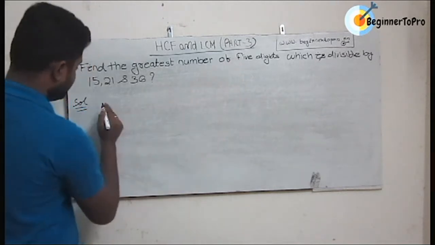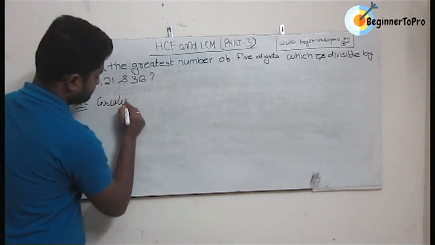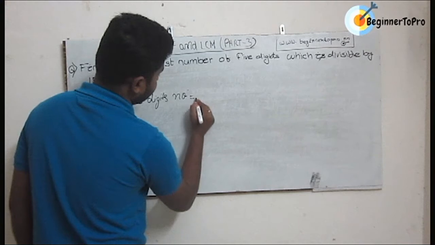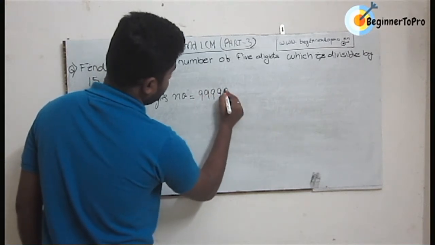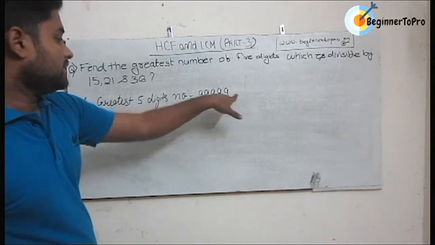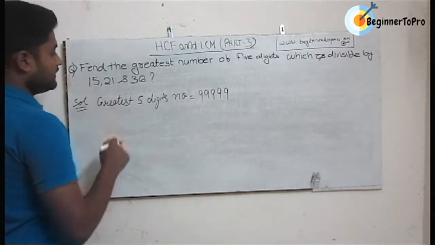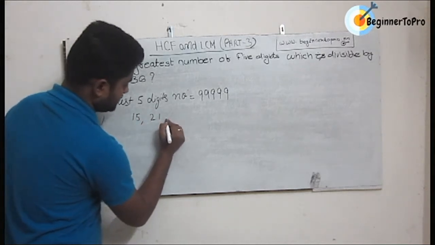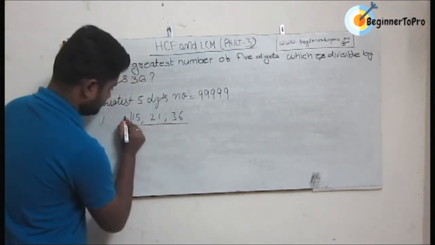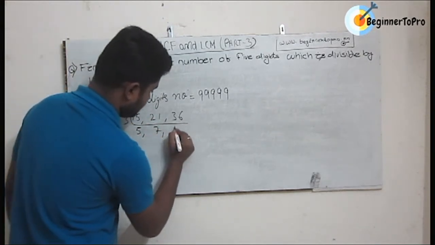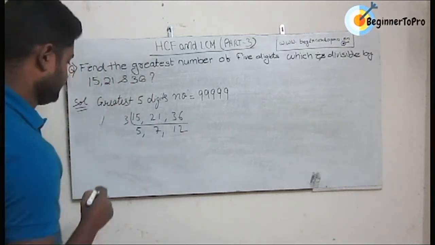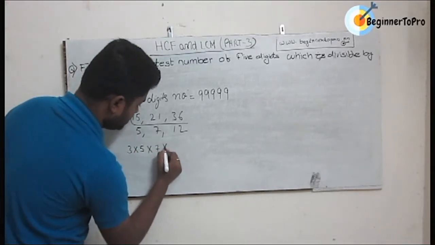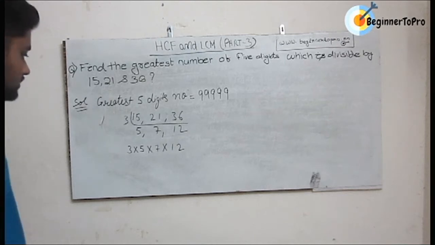So first, what will be the greatest 5 digit number? 99999, the greatest 5 digit number. Now we will find the LCM of 15, 21 and 36. So the LCM will be 3 into 5 into 7 into 12.